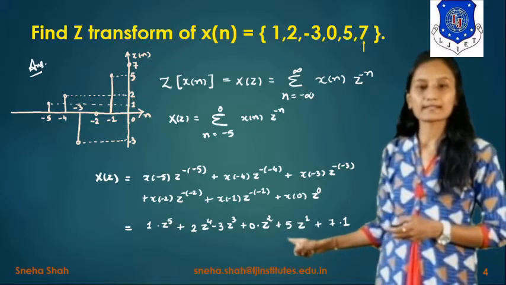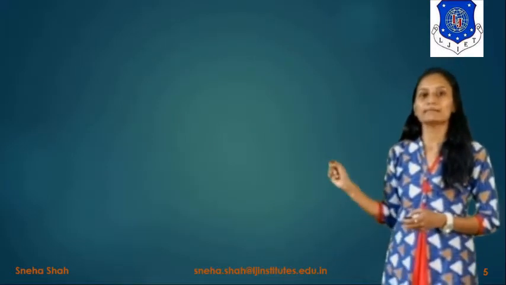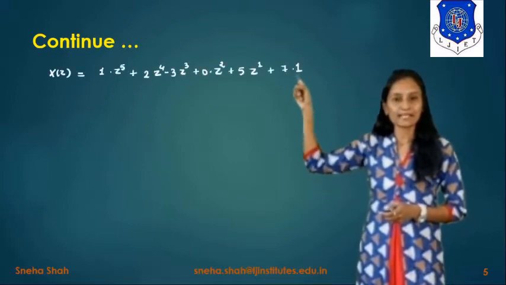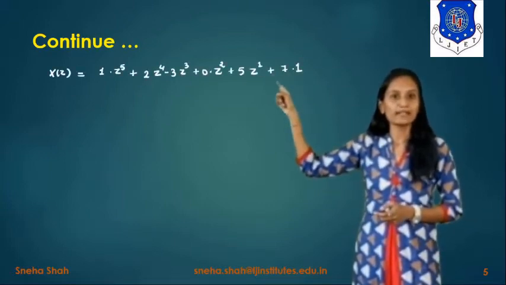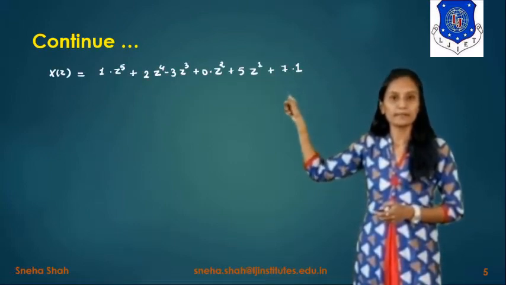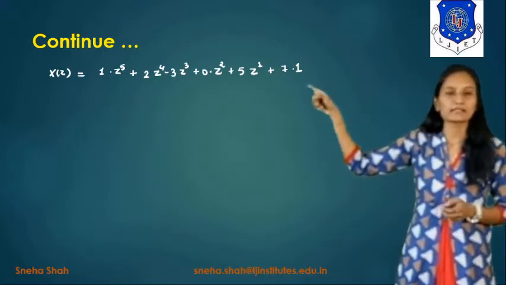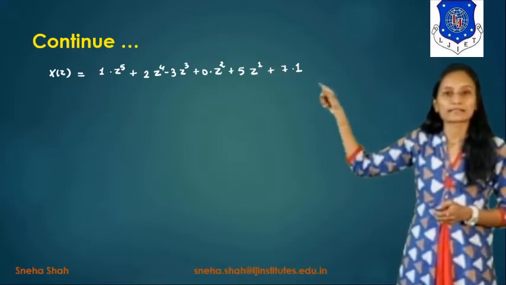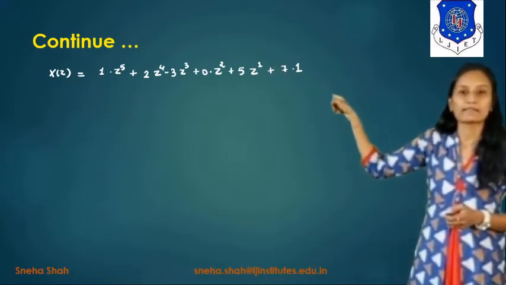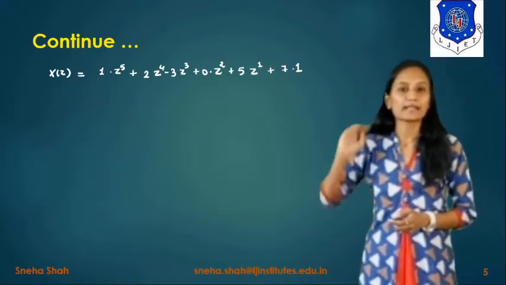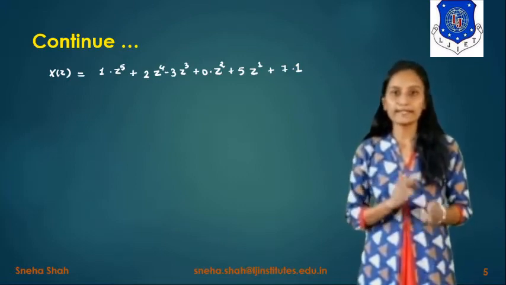Now we will simplify this term. So what will be the next step? It will give you X of z equals 1 into z raised to 5 plus 2 z raised to 4 minus 3 z raised to 3 plus 0 into z raised to 2 plus 5 z raised to 1 plus 7 into 1, right? Up to this we have already solved in the last step.